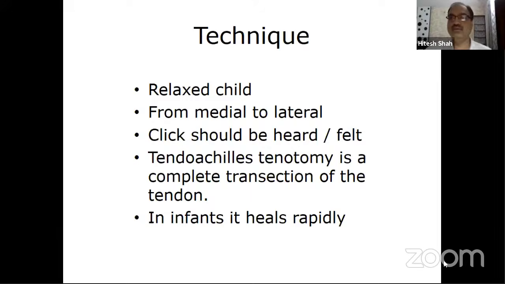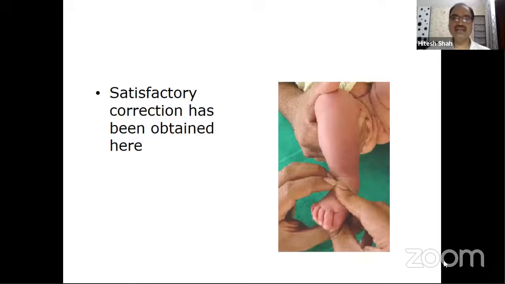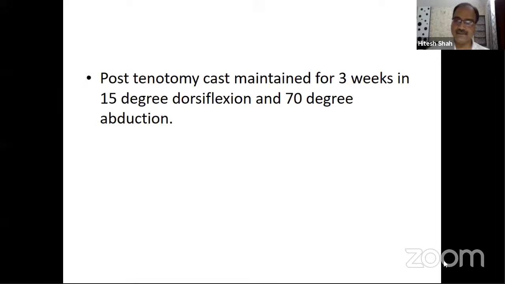Up to what age can we do a Tendoachilles tenotomy for correction of the hindfoot equinus? Most commonly, it is easy and safe up to 2 years of age. Still, there are reports that we can correct in an older child also. At the end of the plaster after the tenotomy, satisfactory correction should look like this. What is the protocol following the Tendoachilles tenotomy? After the tenotomy, the above-knee cast should be maintained for 3 weeks in 15 degrees of dorsiflexion at the ankle joint and 70 degrees of abduction.